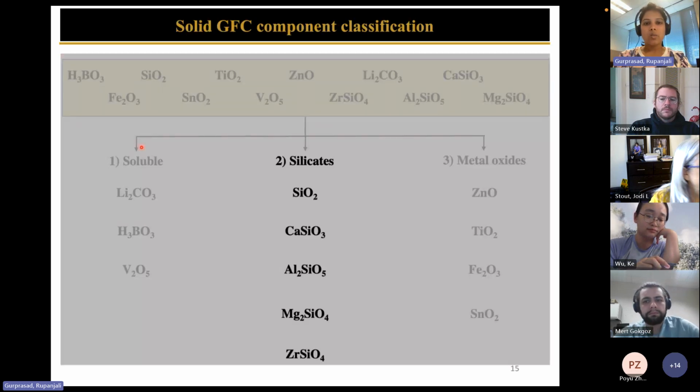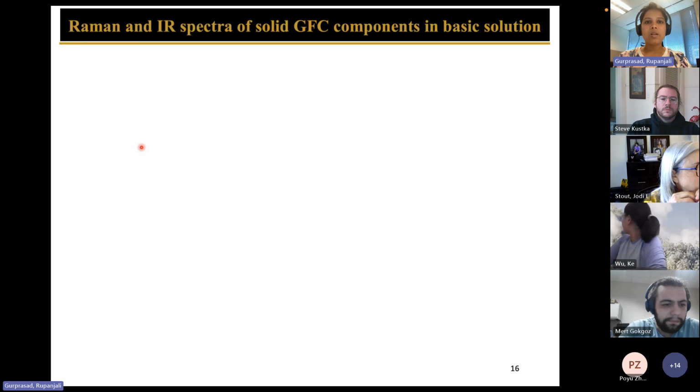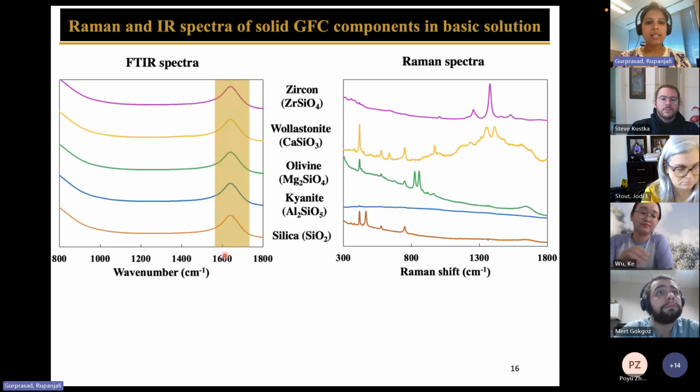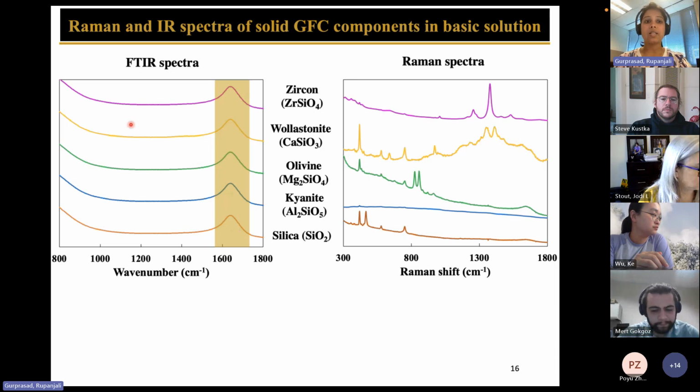So after looking at the soluble species, I'm going to take another case study for the silicates and restrict the discussion to that. We did a similar study with silicates by looking into their FTIR as well as their Raman spectra. What we see here is that in the FTIR, we of course only have the water band and none of the silica or the silicates have a characteristic peak in the FTIR spectra, which is a good thing because, one, it corroborates well with our ICP data, which showed that the silica and the other silicates don't have enough dissolution in alkaline media to begin with.